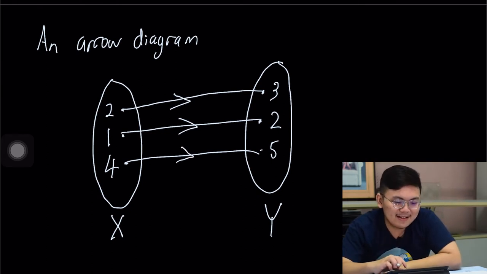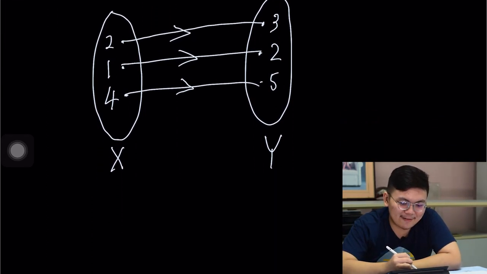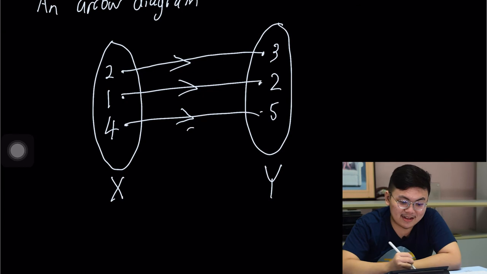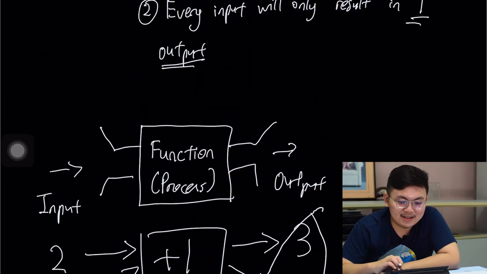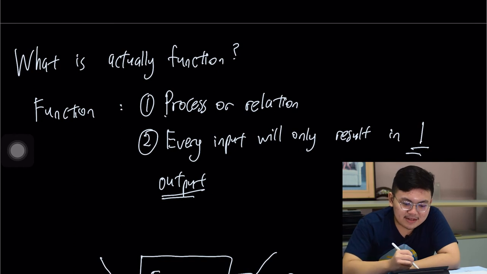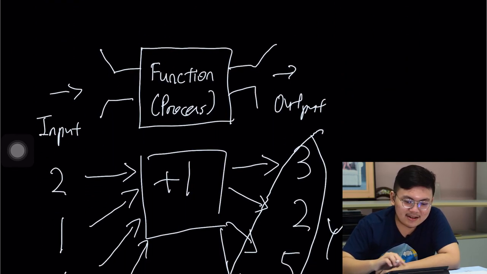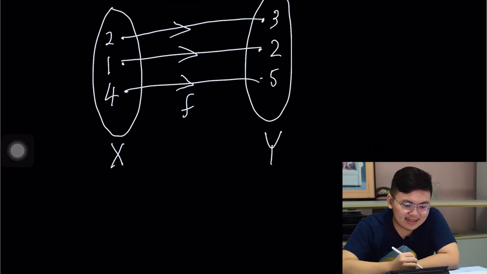Basically, this is also the process here. You can imagine here has an f, here has an f. As I have told you all, function is actually process or relation. So this is process, right? Actually, process you can convert into relation, because of course the input and output both have a relationship between them. It's undeniable. So what is actually set X?